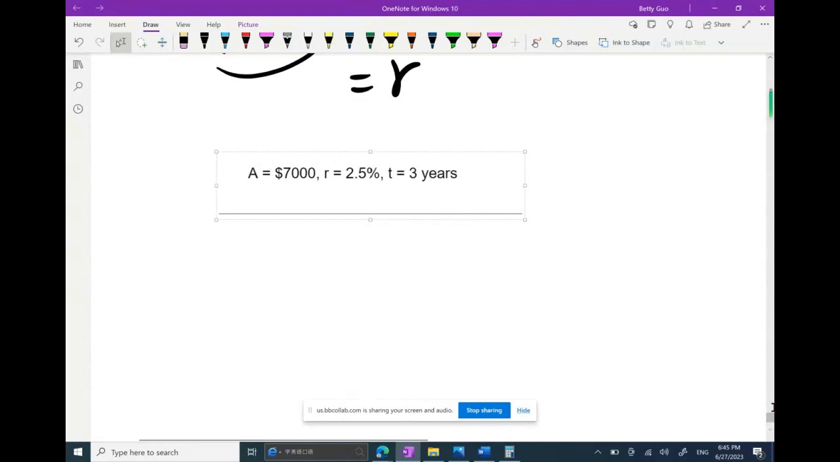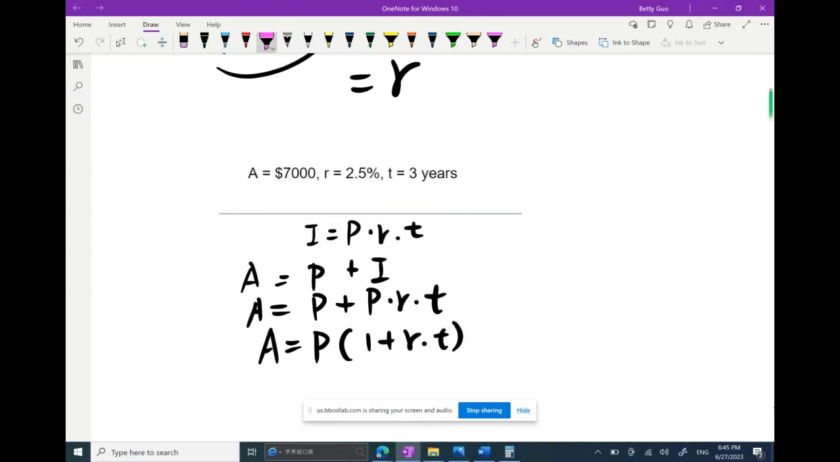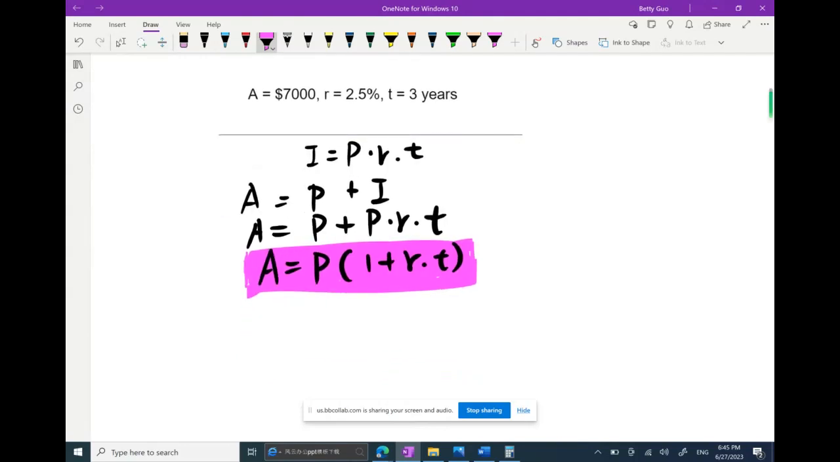Okay, so remember we have I equals P times R times T, and A equals P plus I, so A equals P plus P times R times T, and if we factor P out, we have P times (1 plus R times T). This is the second formula on the guided note. I said you don't have to remember because you can derive it quickly. It doesn't take me much time.